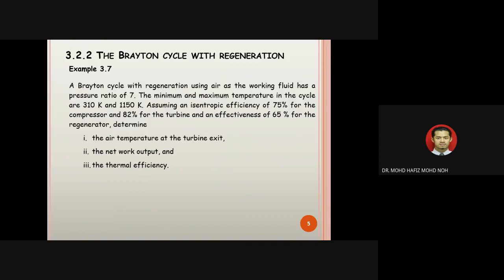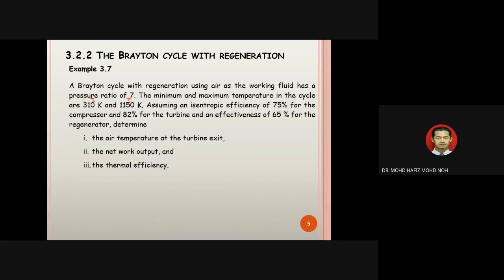Alright, so we go for example 3.7. A Brayton cycle with regeneration using air as a working fluid has a pressure ratio of 7. The minimum and maximum temperatures of the cycle are 310 Kelvin and 1150 Kelvin. So this one is going to be T minimum, T1, and this one is going to be T3.